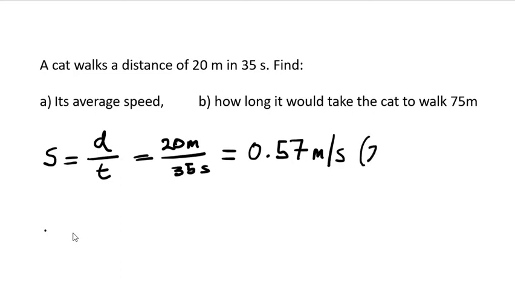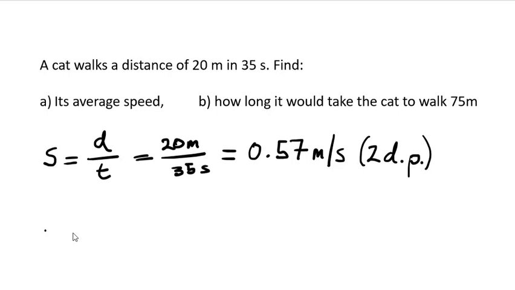And let's remind ourselves that that is to 2 decimal places. And it's an average speed because, as I said before, maybe the cat ran a little bit, walked a little, even maybe stopped, and that's why it took 35 seconds. But on average, it was moving at 0.57 meters per second.